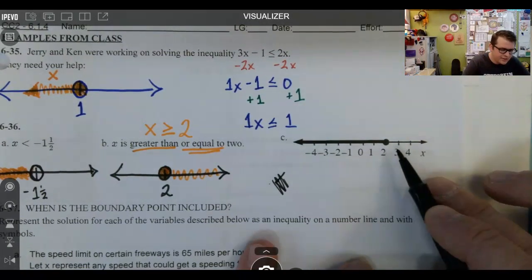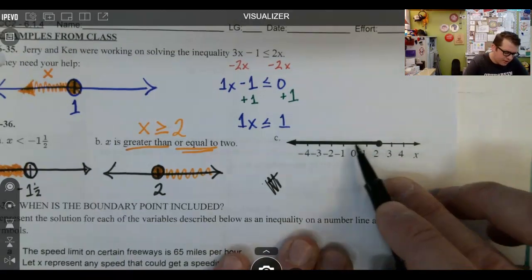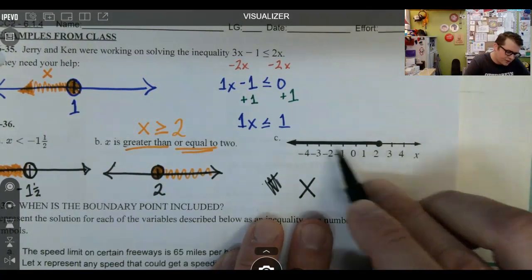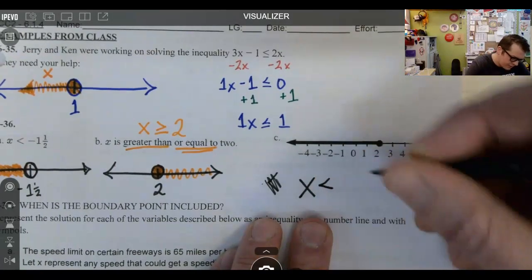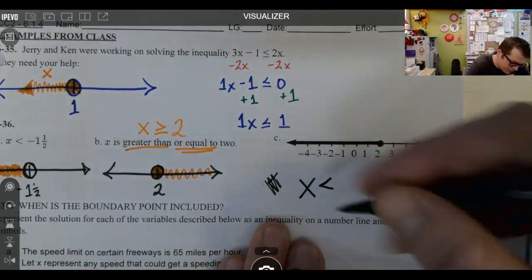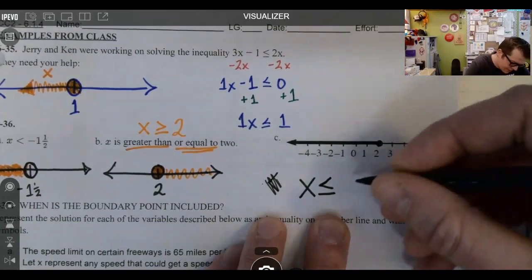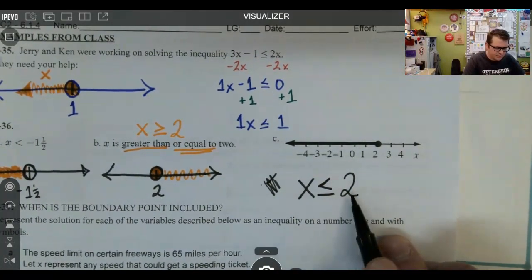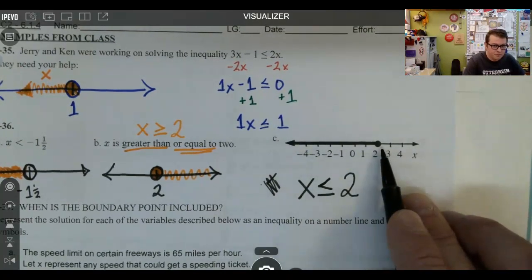So then here in problem C, we want to write the inequality for what this is representing. Remember, the shaded part is our x. So we know we're going to talk about x. Are we shading more than a number or less than a number? We're shading less than a number. Did we allow x to also be equal to the number? Yes, because that boundary point is shaded in. It is also allowed to be equal to the number. And the number that we're referencing is 2. So this would read x is less than or equal to 2, because what we've shaded is showing x being less than or equal to 2.